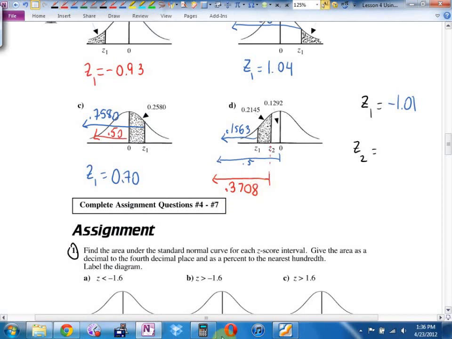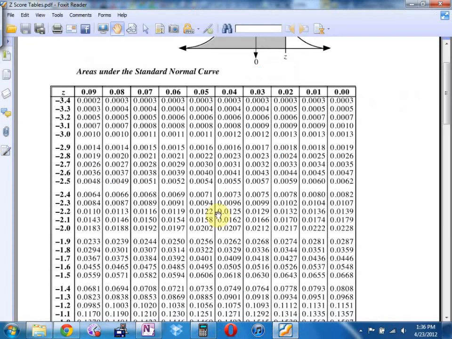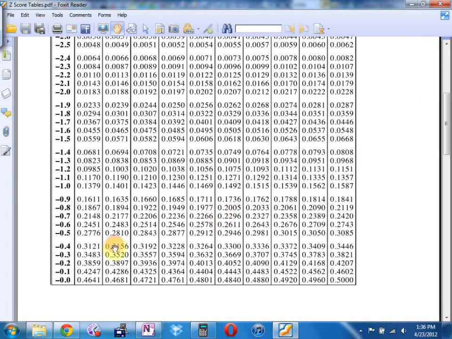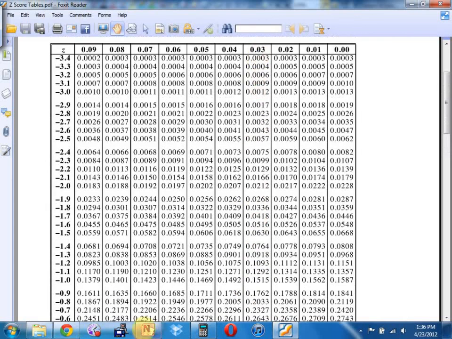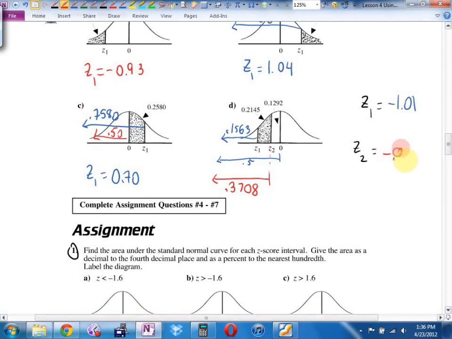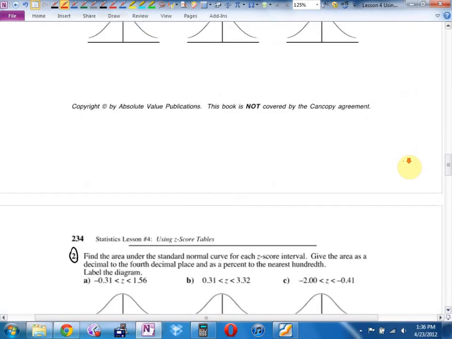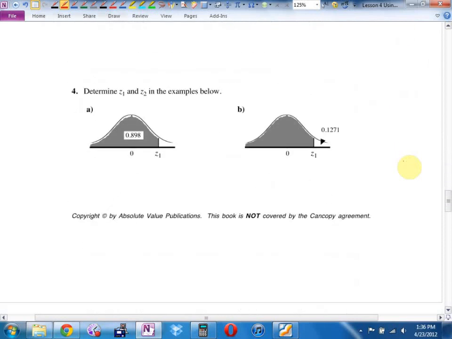All right, what z-score gives you an area of 0.3708? I got 0.3707 here. Negative 0.33. Is that okay, David? This is called taking the inverse of the z-score, going backwards. So I already assigned number 1, number 2, number 3. Today I'm also going to say, let's add number 4.